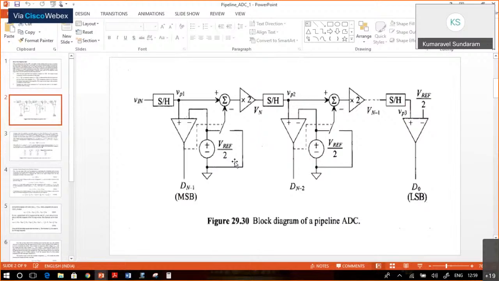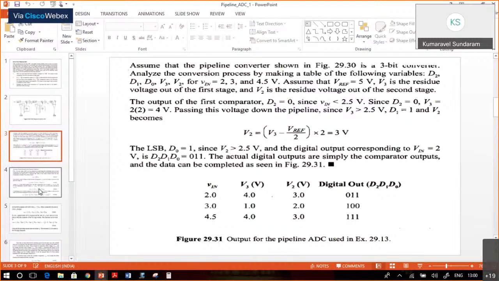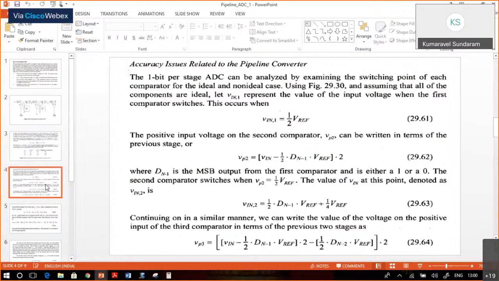You understand? If you are going for a 10-bit pipeline ADC, you will have 10 stages, so 10 comparators are required. So there is power consumption and area, and 10 clock cycles are required to generate the output. We will be doing this conversion for all the ADCs. Area, power and speed have to be considered, and the accuracy issues also we need to consider.